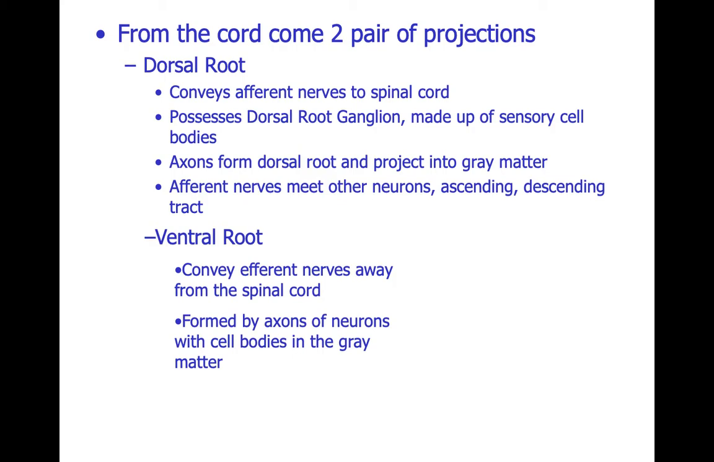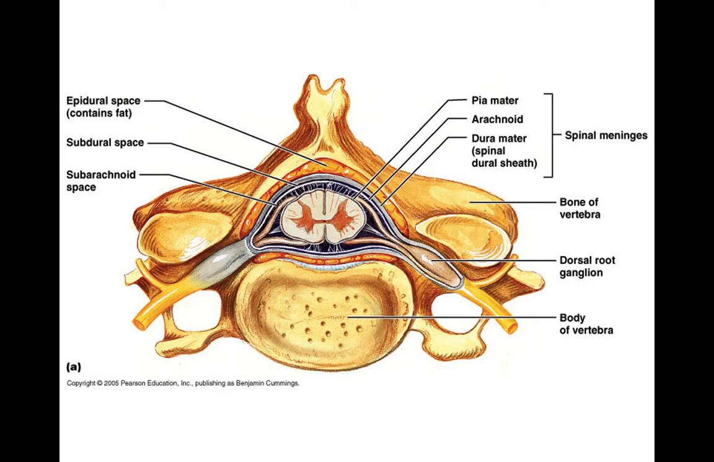Where the cell body is going to be depends on whether it's the dorsal root or the ventral root. If it's a dorsal root, the neuron cell bodies are going to be located in the dorsal root ganglion. If it's the ventral root, the cell bodies are going to be located in the gray matter of the spinal cord. Right? This is a really good diagram.